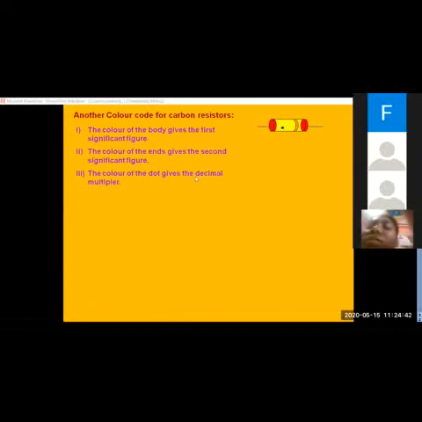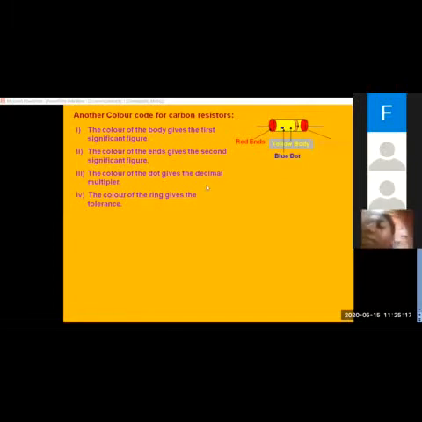Color of the dot will give you the decimal multiplier. You can see blue here. So that will give you the value of what you are writing on top. When you look at a resistance, if you don't have rings, then the color of the body is the first number. Color of the end is the second number. Color of the dot will be your third number. And the fourth number, 1 ring will be there. That will give you the value for resistance. So here it is in gold. So you have yellow body, red ends, blue dot, and the ring is in gold.